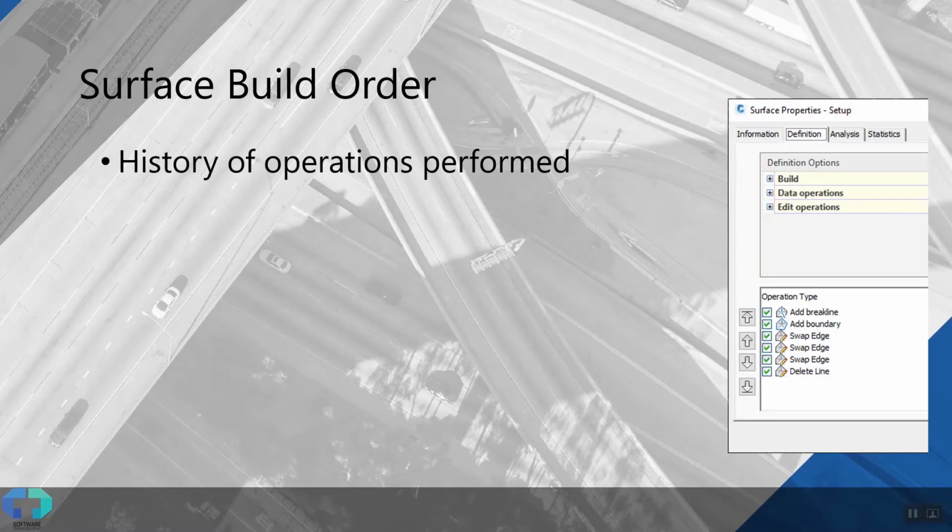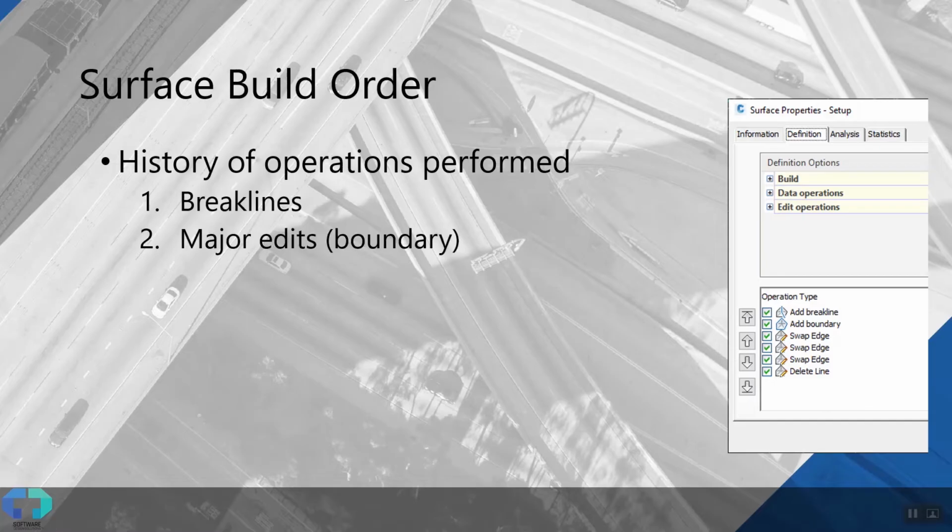One of the things I want to talk about before we really get into it is what's called surface build order. Every time you do something, add a break line, a boundary to your surface, there's a history of what happens. This is a dynamic history. You can remove things, you can add things, you can change the order of the operations. There is a best practice for the order in which you build your surfaces.